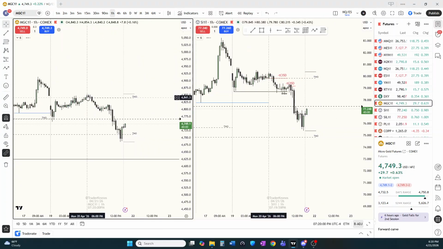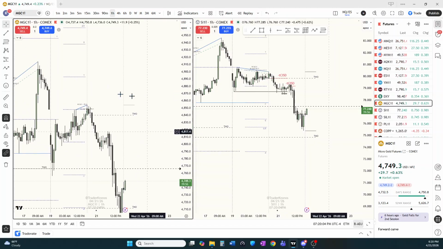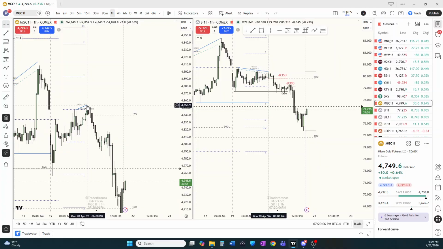Was because of this right here when we created this weekly cycle. So anytime that we create a weekly cycle, the next thing I'm looking for as we move on out of that session is the confirmation, which we got here at the 9 p.m. candle on gold.